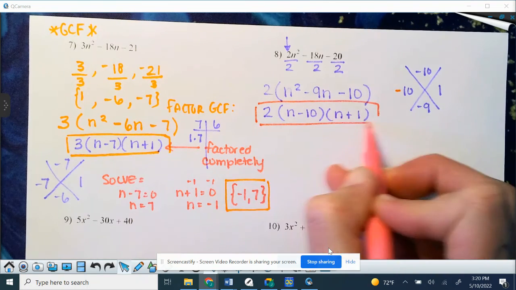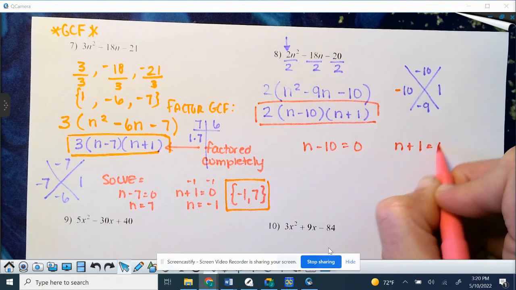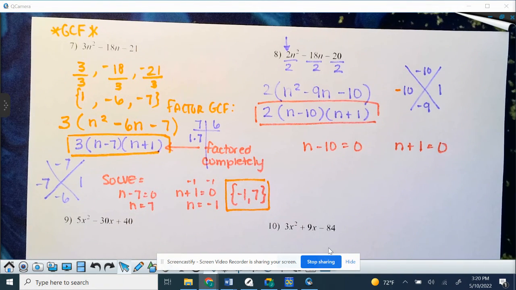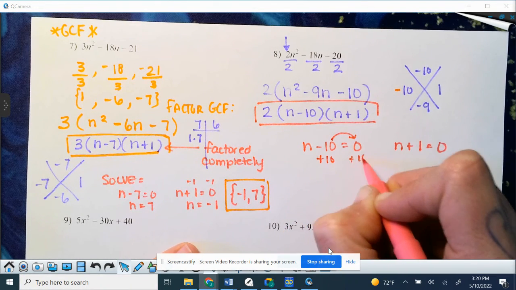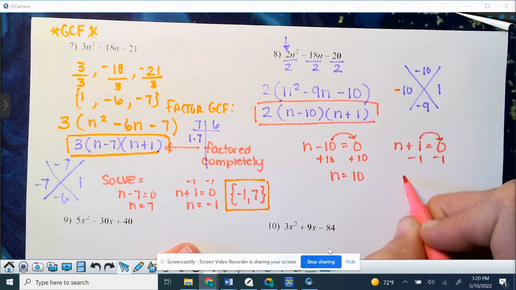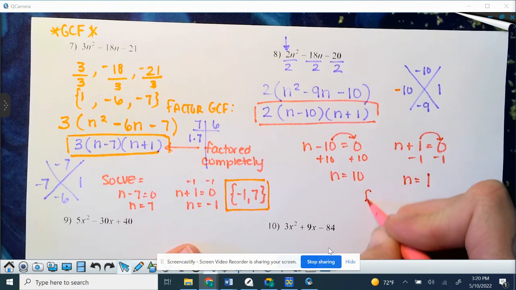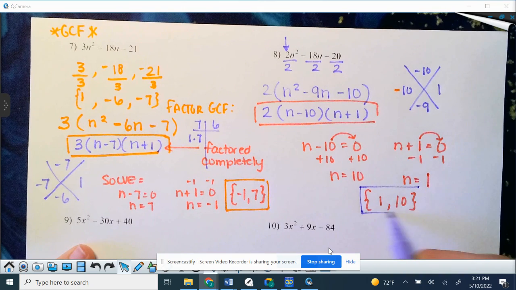And then we're going to solve just to practice solving. So finding the roots, the zeros, the solutions, and the x-intercepts is when we take our factors and set them equal to 0. So add 10, n equals 10. We're subtracting 1 because that's a positive 1, so n equals 1. So our solutions are going to be 1 and 10. Again, solutions, x-intercepts, zeros, roots, are all those, that 1 and 10. All those words mean this guy right here. So these are our solutions.